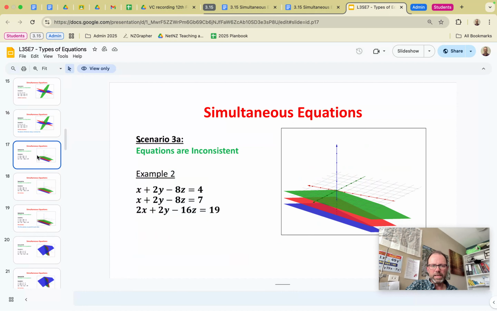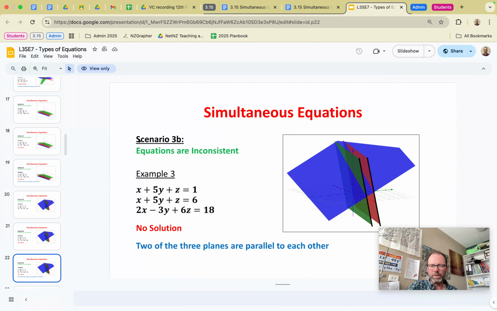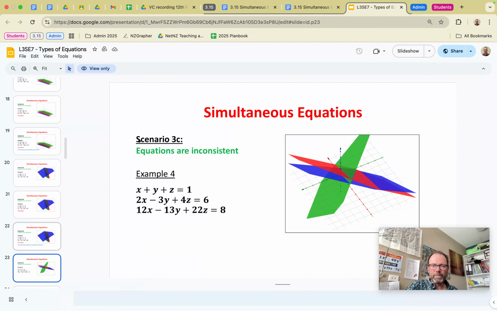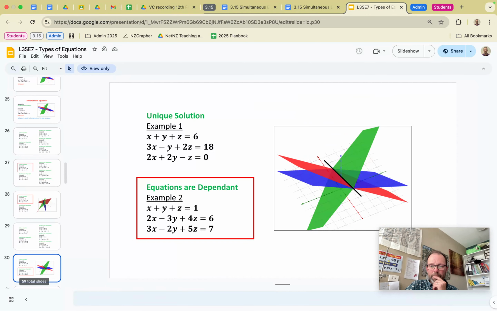Okay, here's a scenario, three parallel planes, there's no solution. Okay, this one here, there's no solution because where that blue plane intersects these planes, there's an infinite number of positions where it can intersect, okay? Keep going. Scenarios inconsistent, no solution. And here are some examples of equations which you could place into GeoGebra and visually see these results here.